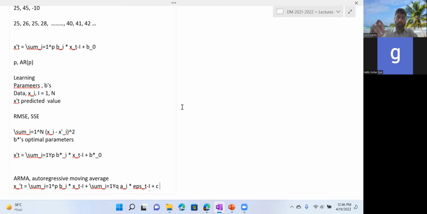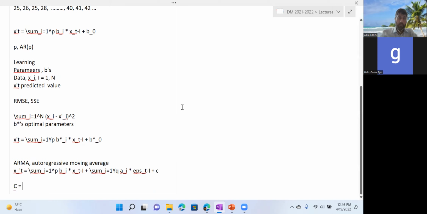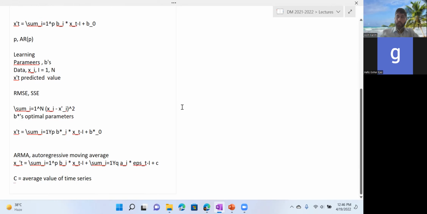So A naught and B naught are also parameters, but if you learn them, usually जो A naught होगा वो C होगा. C is what? C is the average value of time series. ठीक है?